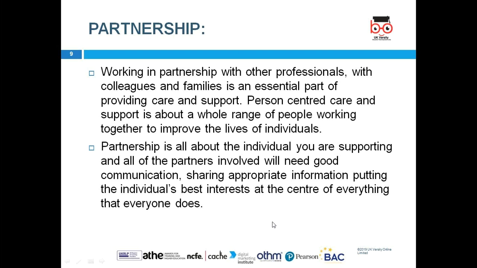And partnership is all about the individual you are supporting, and all of the partners involved will need good communication, sharing appropriate information, and put the individual's best interests at the center of everything. So when it says sharing appropriate information, as healthcare professionals, you already know that. You just share what they need to know. You don't need to give them every ABC of everything at that point.